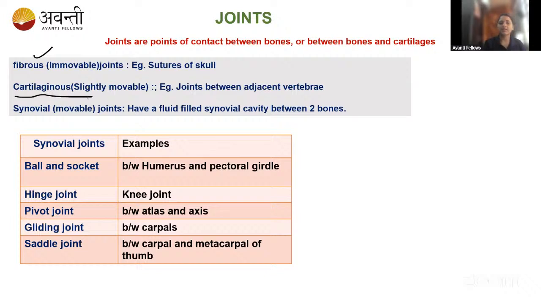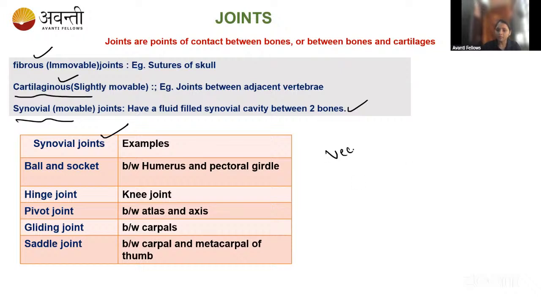Then coming to the cartilaginous joint, which is slightly movable. We can see it in the dorsal side, in the vertebrae, between one vertebra and the adjacent vertebra. Then the synovial joint helps in the movement of the bone. Mainly we can see it between two bones in the skeleton. In the synovial joint, there are different types.